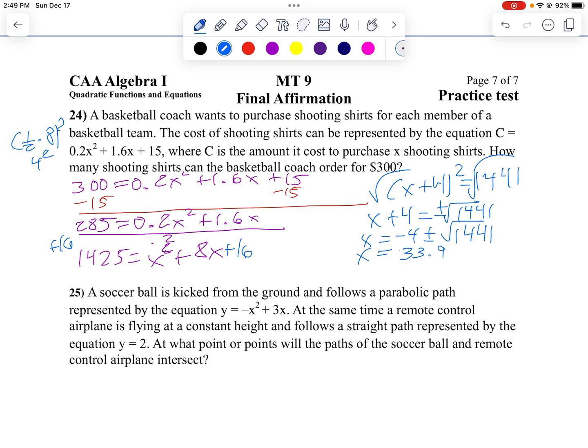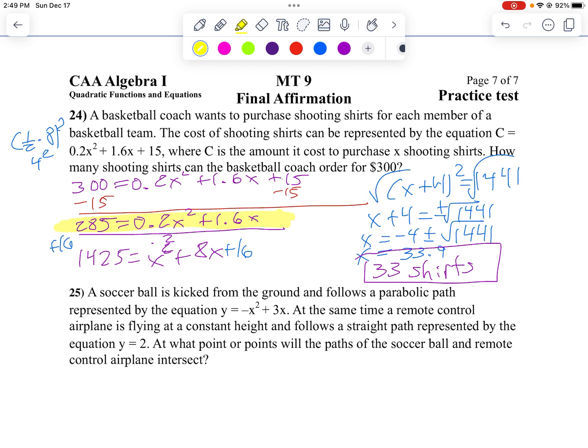You can't order a negative number of shirts. Now you can't order 33.9 shirts. So we're going to say 33 shirts is how many the coach could order and still be under $300. Now, could we have graphed that? Sure, we could have graphed it. No one says you have to do it by completing the square. I just chose to do it by completing the square.